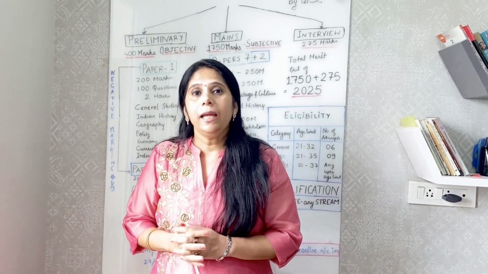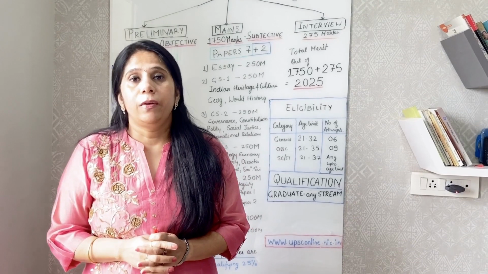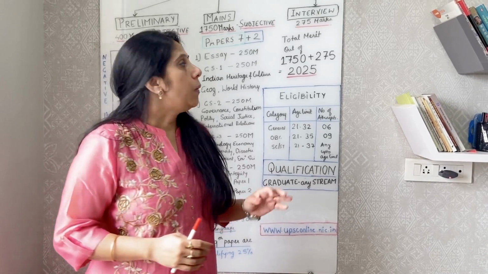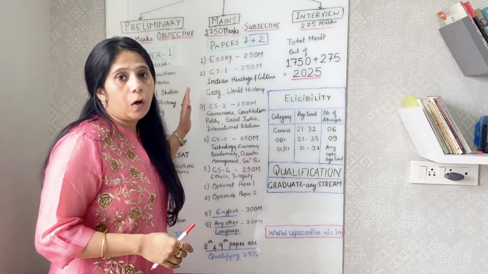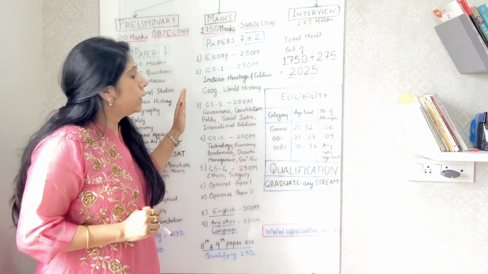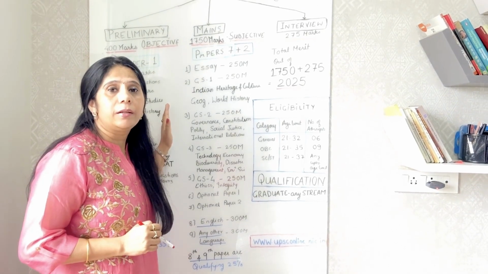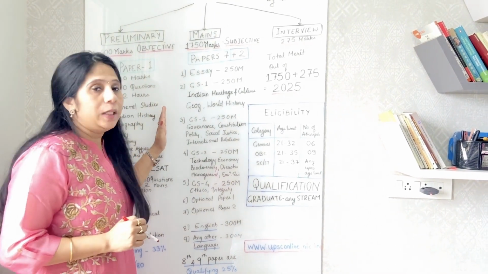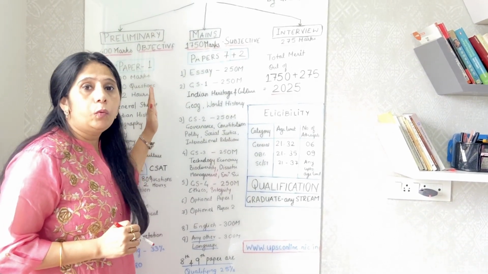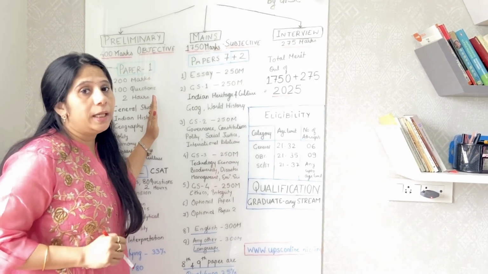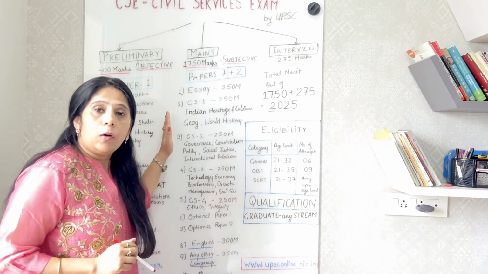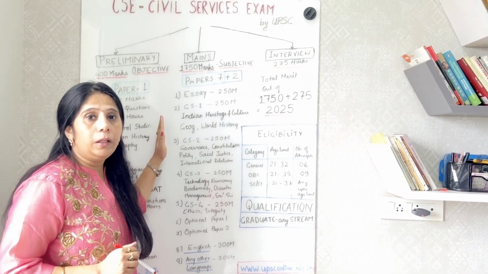Now how many people apply? There are around 10 lakh forms filled by candidates, and of these, how many are going to be selected for mains? That depends on the number of positions. Usually the positions are between 800 to 1000, and for those many positions, prelims is qualified by 13 to 14 times the number of positions. Assuming there are 1000 vacant seats, around 13,000 to 14,000 people would be appearing for mains.